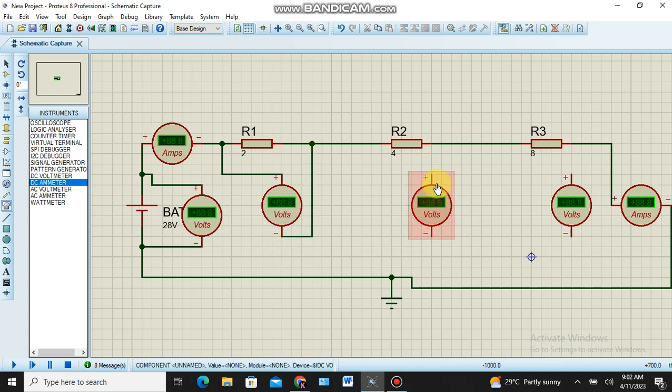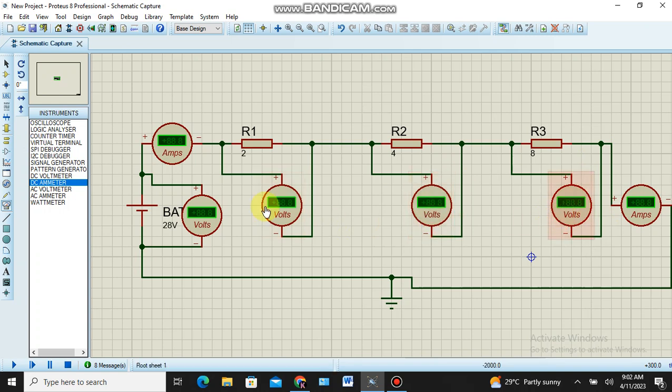Let us consider this is voltmeter 2. Voltmeter 2 plus is connected to the R2 plus, and voltmeter 2 minus is connected to the R2 minus. For R3, the voltmeter plus is connected with the R3 plus, and minus with the R3 minus. So these voltmeters measure the voltage across each element.